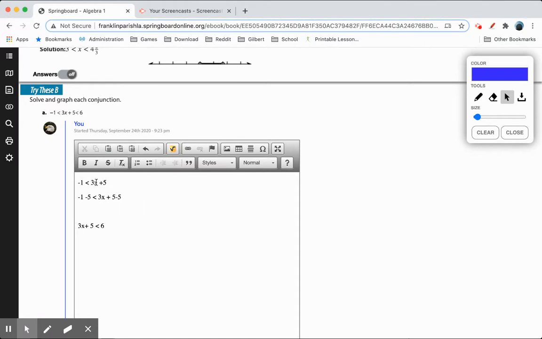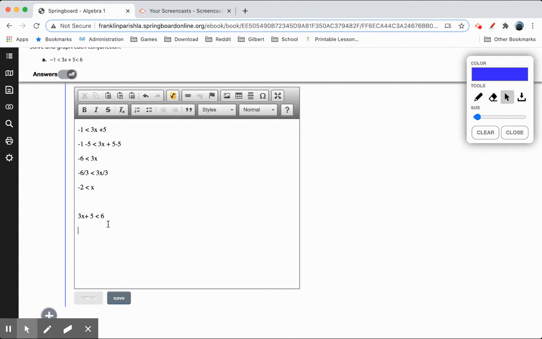Get rid of this part, plus 5. And that will leave me with negative 6 is less than 3x. And then I will need to divide both sides by... no, sorry, 3. Divide both sides by 3. Then 3x divided by 3. And that gives me negative 6 divided by 3 is negative 2. That's less than 3 divided by 3 is x.